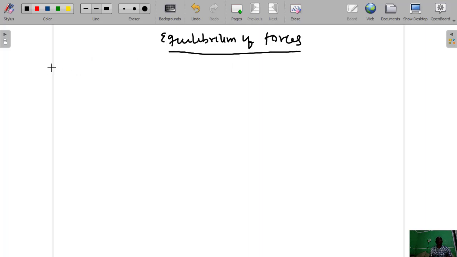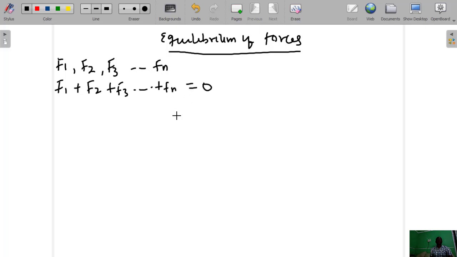So when you say equilibrium of forces, you mean that when forces F1, F2, F3 up to forces Fn are acting upon a particle in equilibrium, if you add all the forces, F1 plus F2 plus F3 plus Fn, should give us 0. So when you express the forces in this way, then we say we are expressing forces in equilibrium.